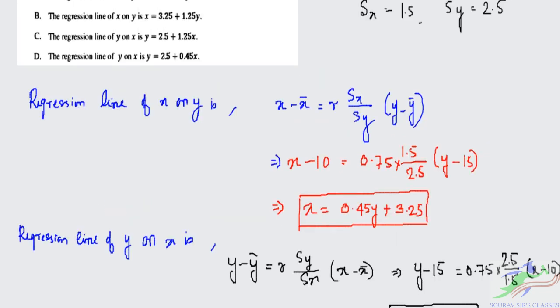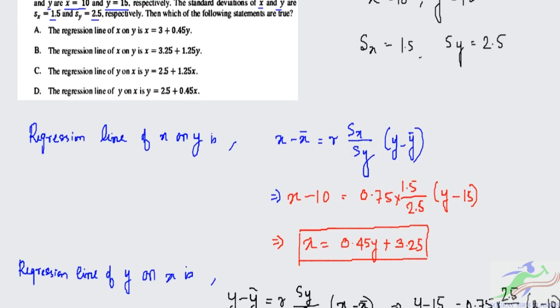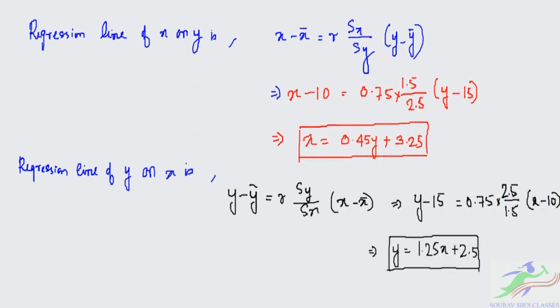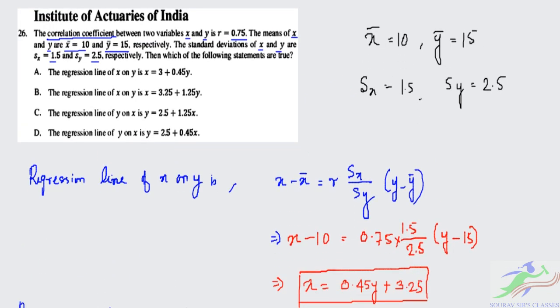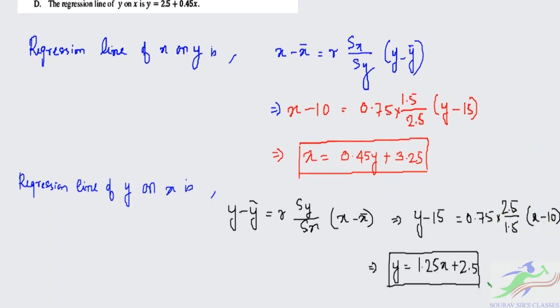So here you can check with the options. We have the regression line of x on y given as 0.45y plus 3.25, which doesn't match any of the options here, and y is given as 1.25x plus 2.5. So our correct option for question number 26 is option C, that the regression line of y on x is y equals 2.5 plus 1.25x, as we have found over here.